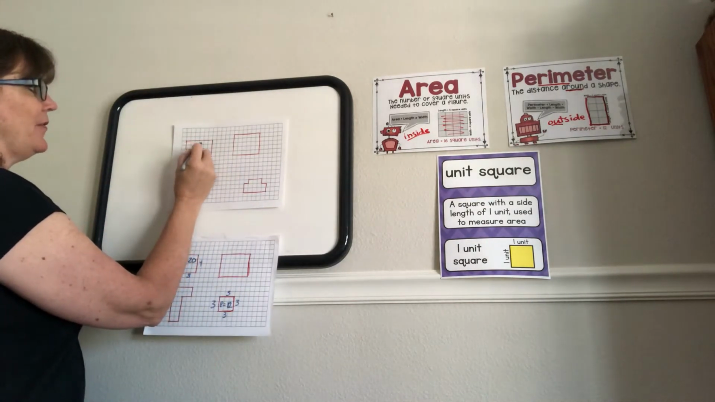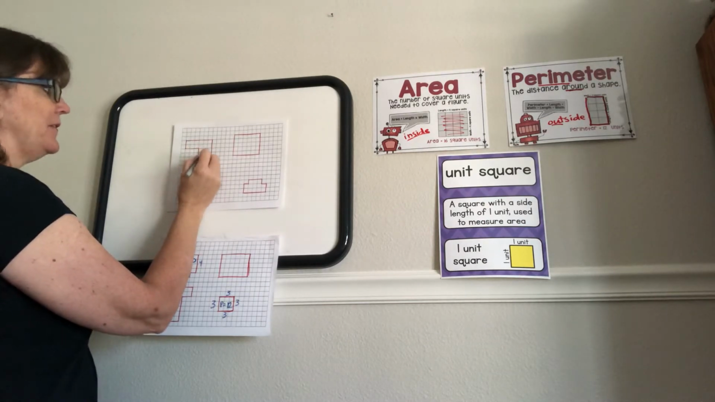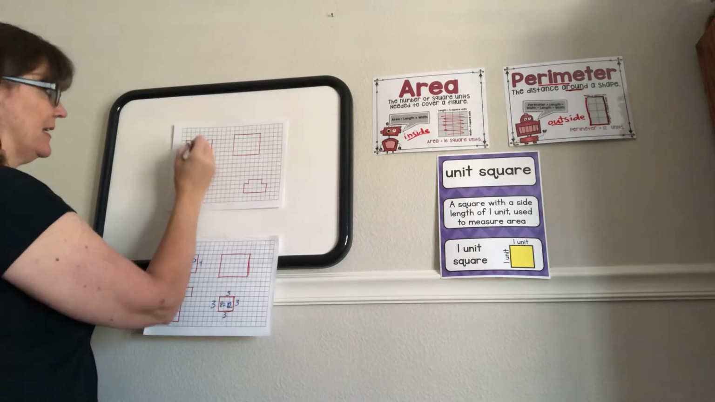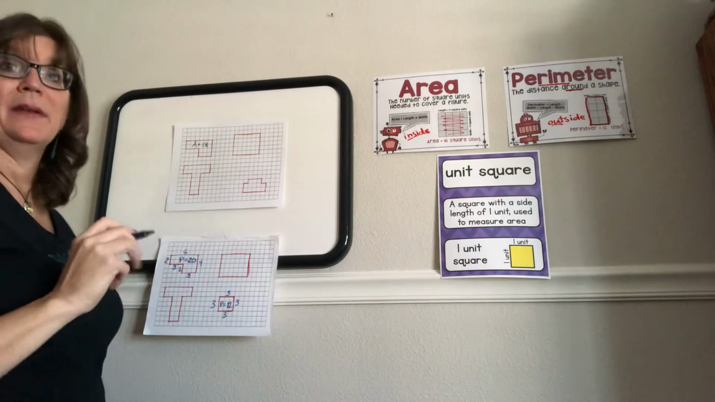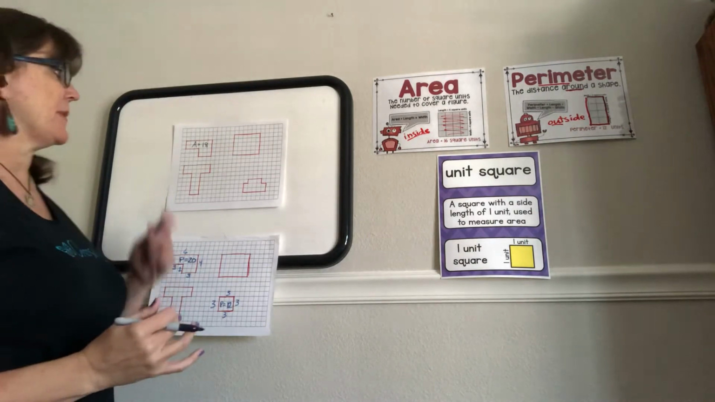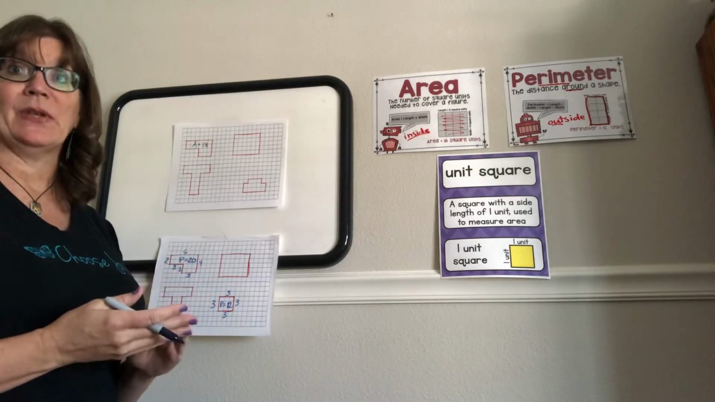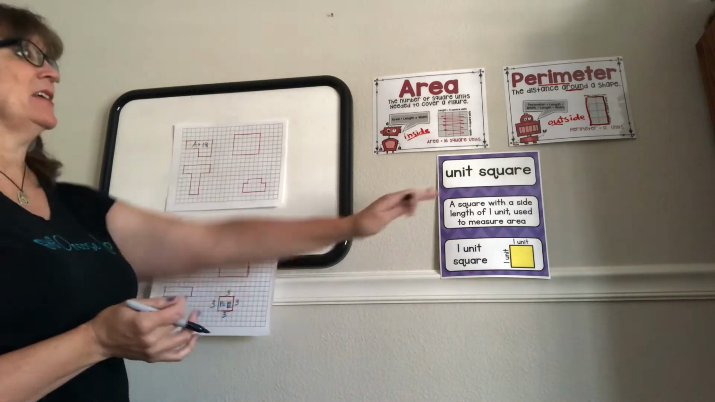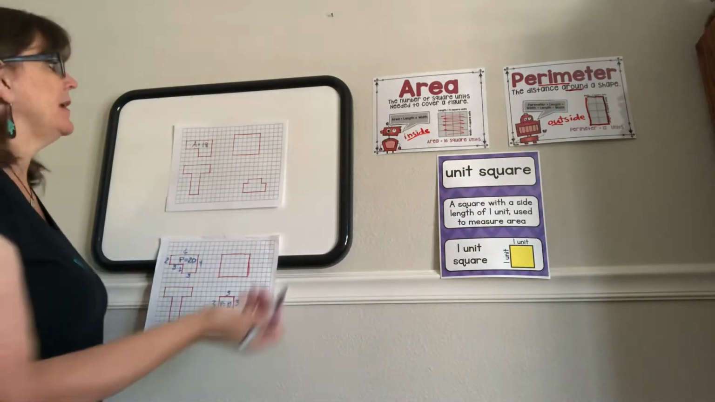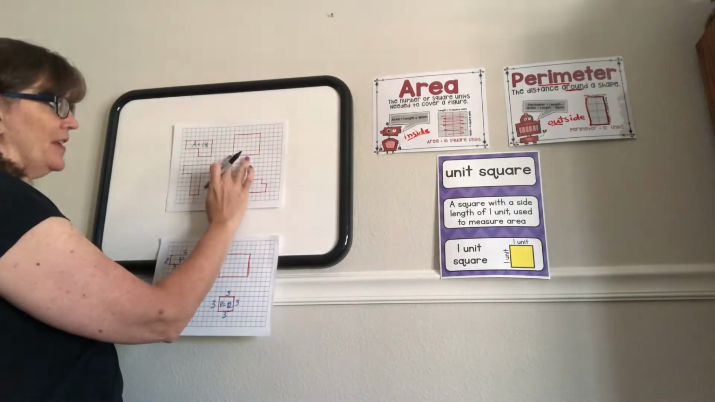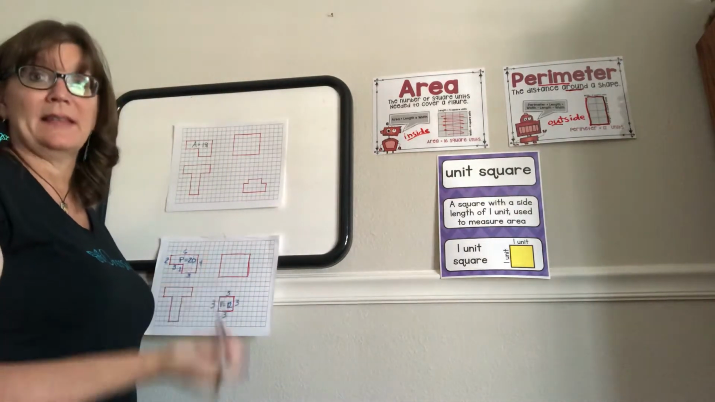1, 2, 3, 4, 5, 6, 7, 8, 9, 10, 11, 12, 13, 14, 15, 16, 17, 18. So the area of this shape is 18. And remember, when it doesn't specify if it's centimeters or feet or miles, we just say 18 unit squares or 18 square units.